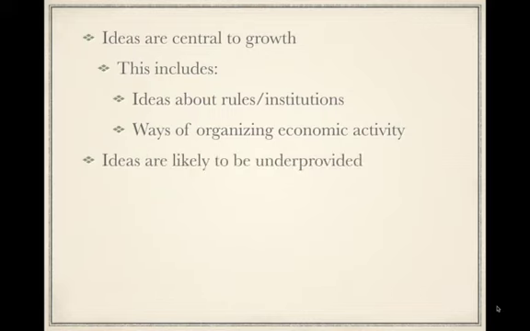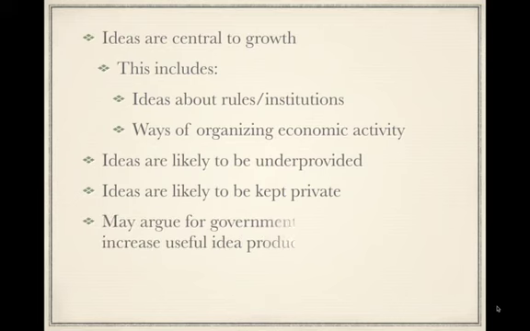So we know that ideas are central to growth and that they're likely to be underprovided, and that if they are provided, they're likely to be kept private. And so this is actually the argument for intellectual property and government intervention. If we could use government to find ways to increase useful idea production, not just idea production, but useful idea production, then we could have more ideas and more growth. This, as I mentioned, is really what we have done with intellectual property law.